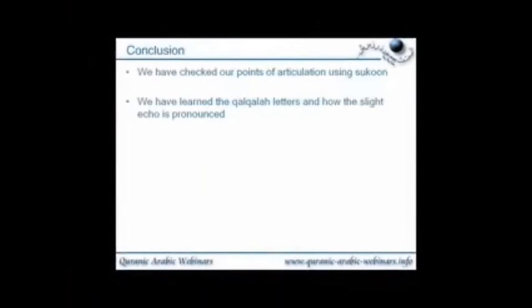Okay, so in conclusion then, we've gone through in detail our makharij, or the points of articulation, and generally when you practice that you do them with this sukoon, exactly as we have done, the hamza with the fatha and then the actual letter with sukoon, i.e. sakin. And we also know what the qalqala letters are, i.e. the echo letters, which were the 5 that have to be pronounced with a slight echo in order to complete the sound.